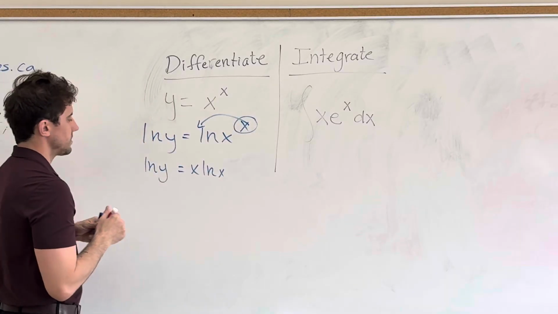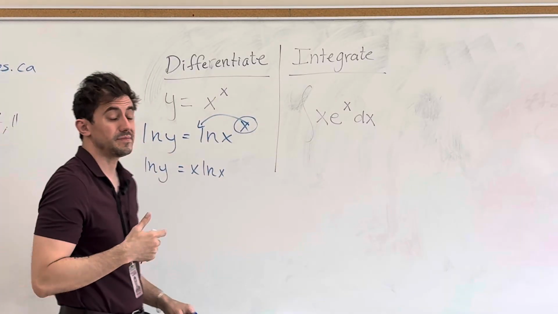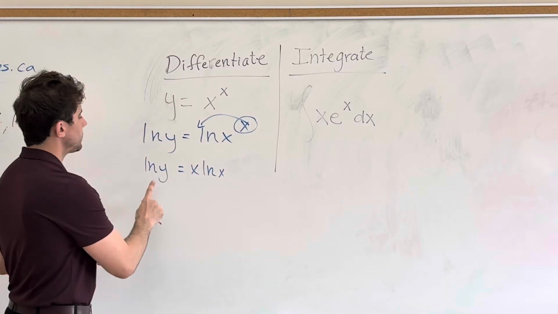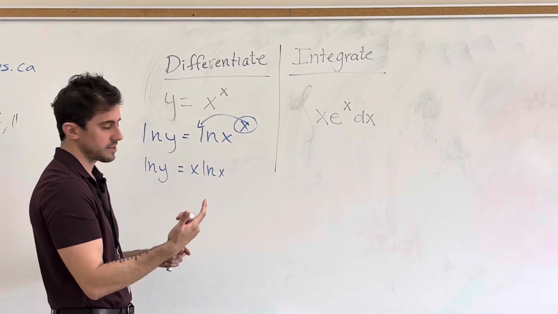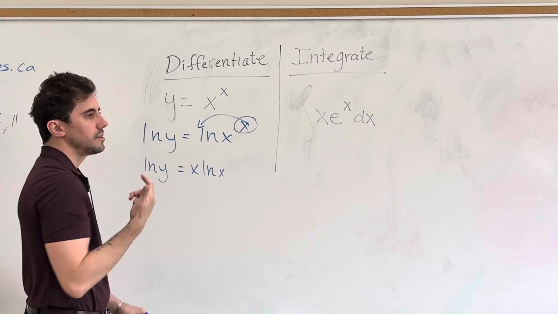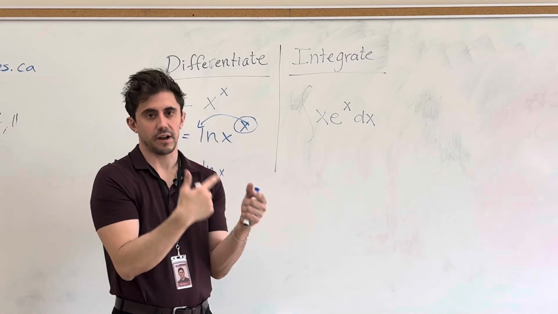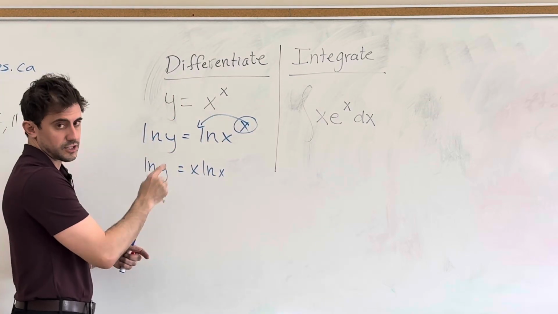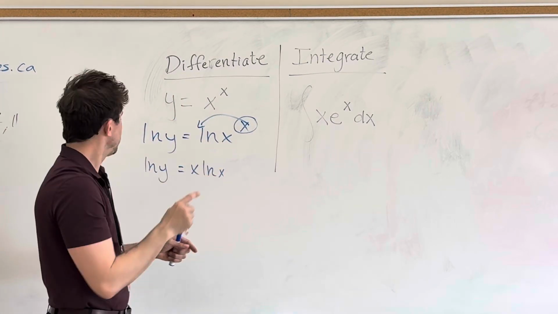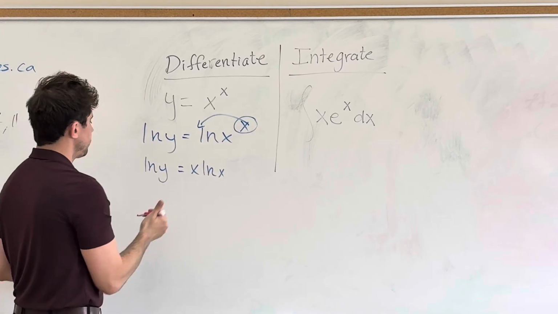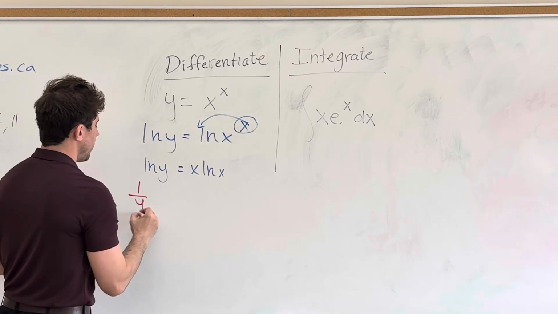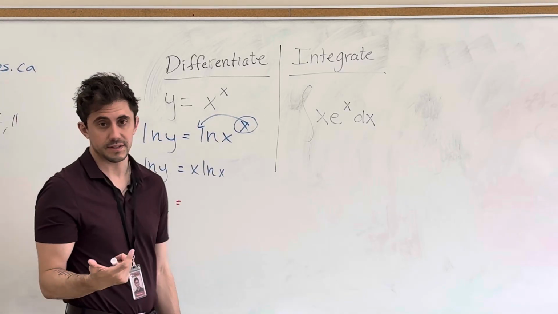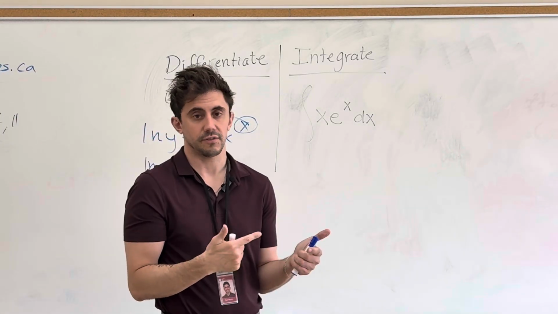And so what that means is we're going to differentiate the left-hand side like we would do for implicit differentiation. We're going to take the derivative of ln y with respect to x. The derivative of ln of x would be 1 over x, right? And so with respect to x still, because we're always doing dy dx, the derivative of ln of y is going to be 1 over y dy dx, right? That's how we always work out our implicit differentiation.